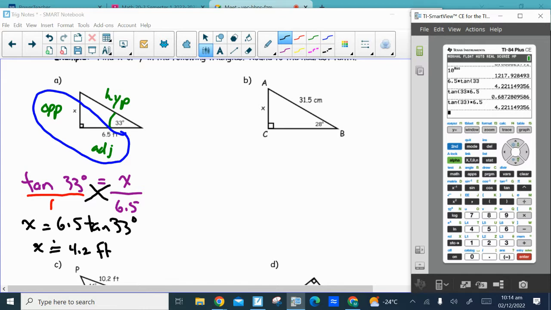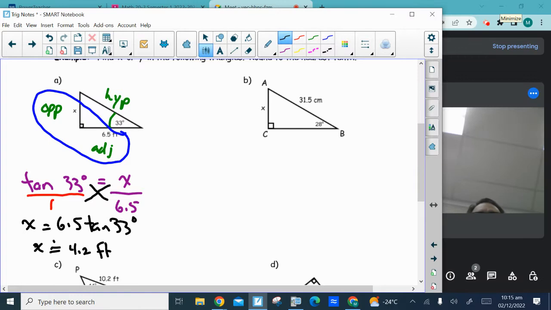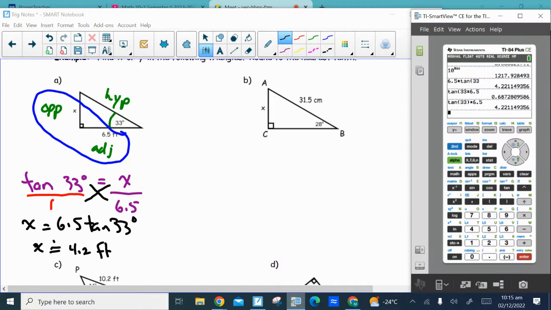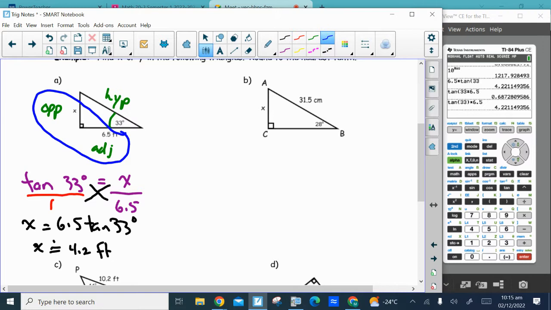The previous, where I didn't close the bracket, it multiplied the 33 by 6.5 and then took the tangent of that value. That's what it did. Okay? So that's why it gave us the wrong answer, because it didn't just take the tangent of 33. So if you do that in that reverse order, you have to make sure you close the bracket after the angle. Okay, let's look at question B.